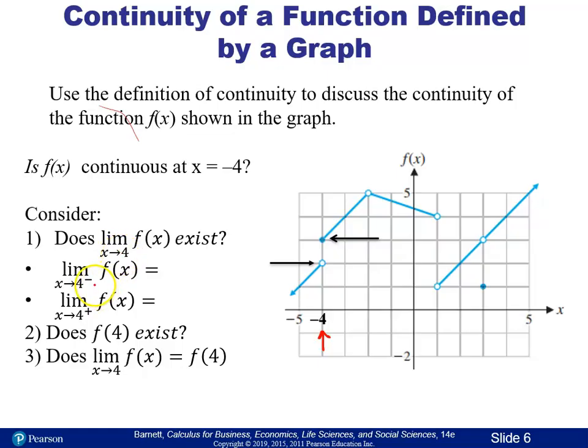If we look at the left-hand limit, it is up here at 2. If we approach from the right, we're using this part of the graph here, which is getting closer and closer to a y value of 3. Since these don't equal each other, the limit does not exist, and that's enough to say that it's not continuous. As soon as one of the criteria fails, you can say that it's not continuous there.